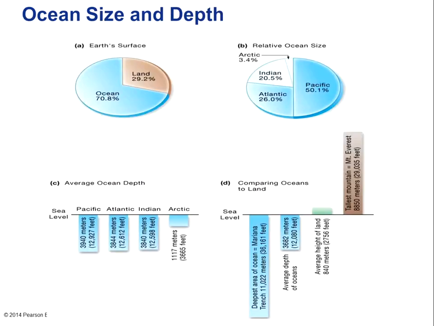The size of the ocean and the depths: obviously, land has about 30% or less of the Earth's surface area. And in terms of relative size, we have Arctic, which is 3.4%, Indian Ocean is 20.5%, Atlantic is 26%, Pacific, as I said, is just over 50%. Average depth of the ocean: the Pacific is a little bit deeper than the Atlantic, which is almost the same as the Indian Ocean, but the Arctic is fairly shallow compared to these other oceans.